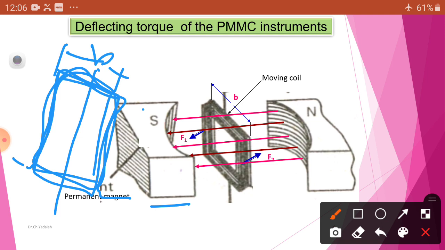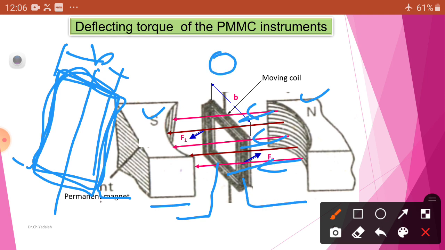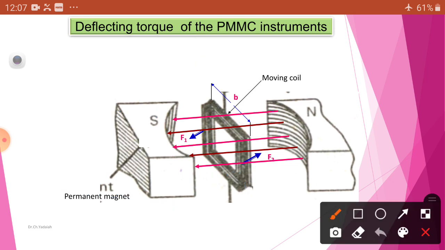In this magnetic field, there are magnetic lines of force from the north pole to the south pole, as you know. And once current passes through this coil, it also produces its own magnetic field. This is the rotor magnetic field, and this is the stator magnetic field. Due to this, a torque is developed. The torque will try to move the spindle in one direction, let us assume anti-clockwise. I can see it clearly in the figure. Due to the force F1, this limb comes in this direction and this limb goes in this direction, so it moves in an anti-clockwise direction.